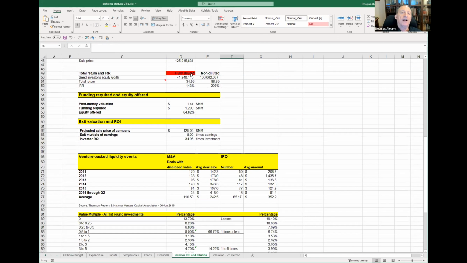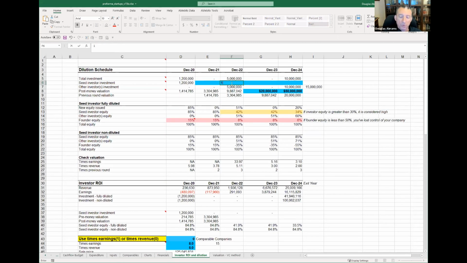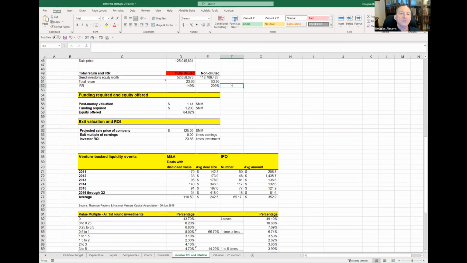Total return without follow-on is around 42 million. Total return with follow-on is 52 million. So for that 1 million of investment, there's an additional 10 million in total return. Now that's only 10x, and that's why our ROI gets dragged down. But in the end, total return is the key.